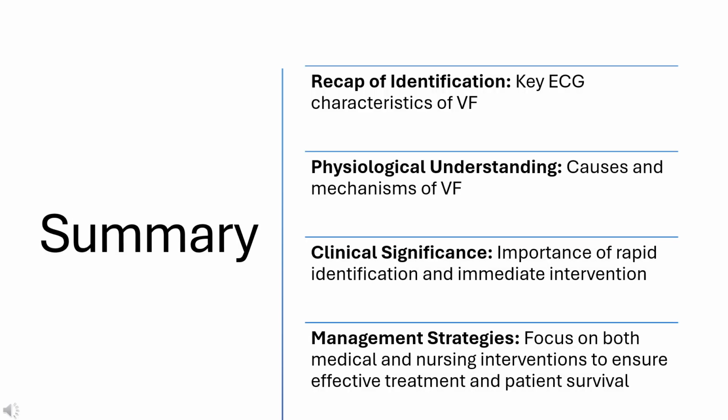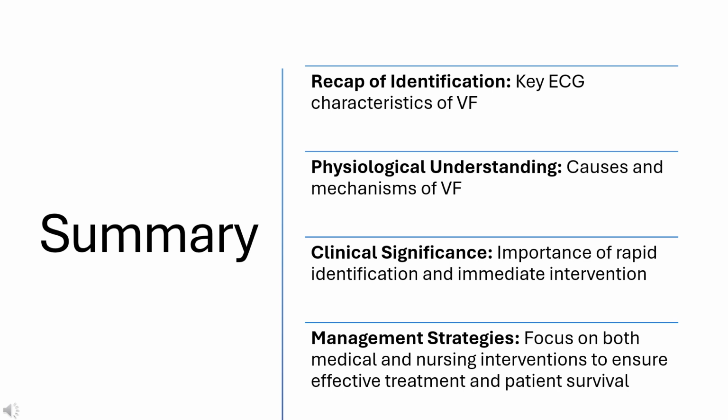Let's do a quick recap of everything we've learned. Ventricular fibrillation, VF or VFib, is identified on an ECG by its chaotic, irregular electrical activity. Unlike other arrhythmias, VFib shows no identifiable P waves, no QRS complexes, no T waves. The amplitude and frequency of the waveform vary randomly. The ECG looks like a series of erratic and disorganized waves. It can be described as just a bag of worms.